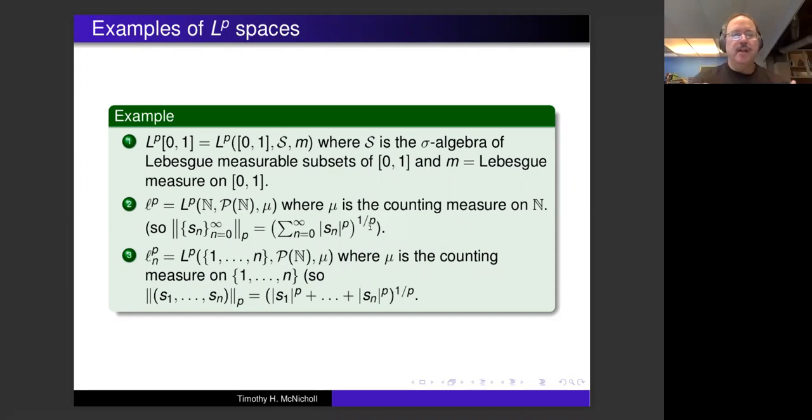Okay, so there's another kind of L^p space. If we just take the finite set 1 through n, and take the measure mu to be the counting measure on that set, and then we form the L^p space of that measure space, what do we get? Well, again, we do a little calculation. We get the usual little l^p_n, that is the little l^p norm on the space R^n. That is to say, the p-norm of a finite sequence s_1 through s_n is the sum of absolute value s_1 to the p plus absolute value s_2 to the p up to absolute value s_n to the p, all raised to the 1 over p. Okay, so L^p spaces, as defined, are very abstract, but they have lots of concrete examples. And it turns out these three are pretty much all of the L^p spaces in the separable case, as we'll see later in the talk.